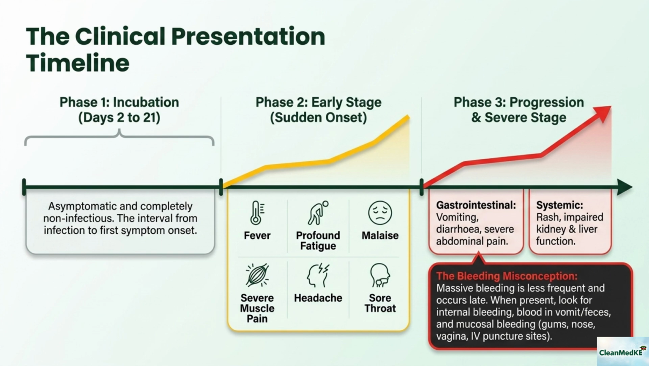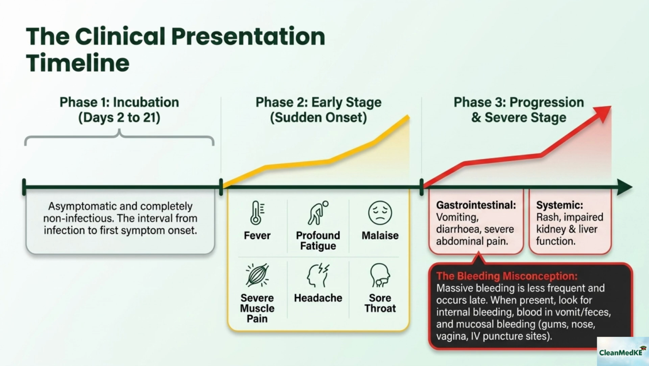Phase 1 is incubation, lasting 2 to 21 days. The patient feels fine and isn't contagious yet. Phase 2 is the early stage, marked by a sudden onset of dry symptoms: high fever, profound fatigue, malaise, severe muscle pain, headache, and a sore throat.